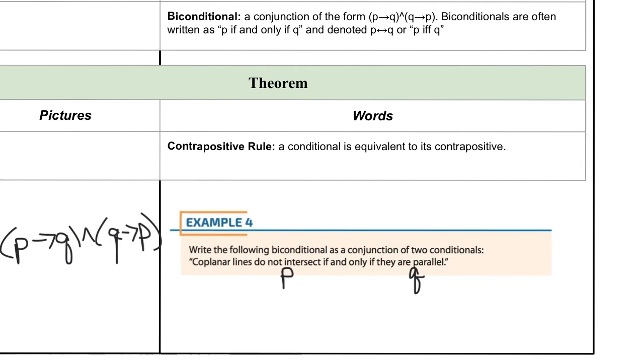Okay, so if we say it the way I kind of wrote it, watch my thinking here. If coplanar lines do not intersect, then they are parallel. And if two lines are parallel, then they do not intersect. Okay, that's how we would write that biconditional.